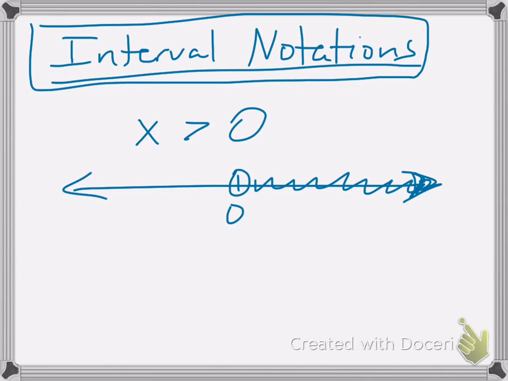All right, and then the interval notation, we're still going from 0 to infinity, but instead of a bracket at 0, we will use a parentheses at 0. Okay, so greater than is an open circle, which translates to a parentheses instead of a bracket.